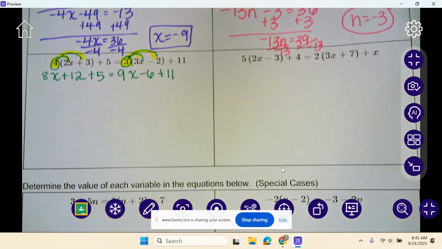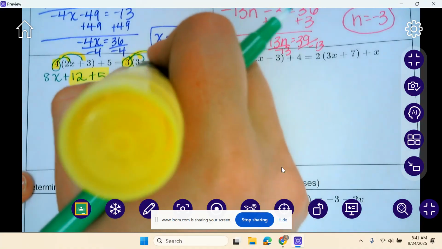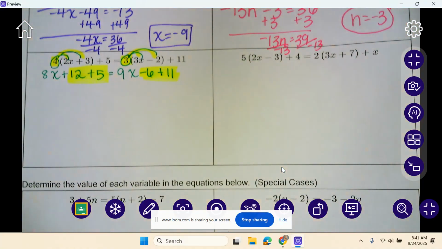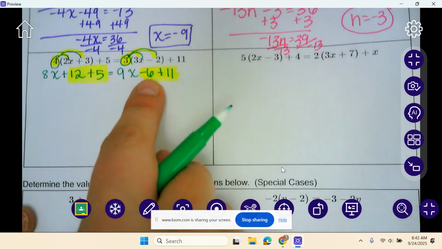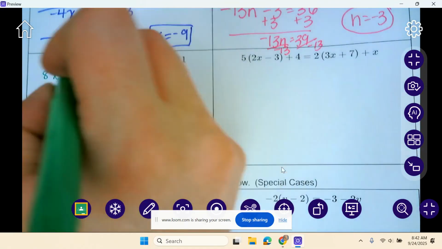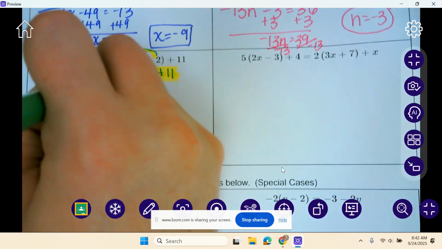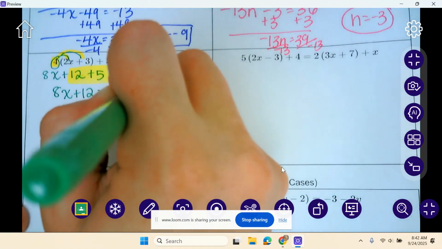All right, so still need to combine the like terms. These are my like terms right here, and these are my like terms right here. If there's a plus in front of it, treat it like a positive or an add. If there's a subtraction or a negative, treat it like a subtraction or a negative, right? We've discussed this before in class and when you use what. So 8x plus 12 equals 9x plus 5.